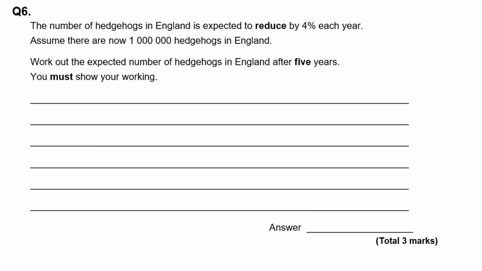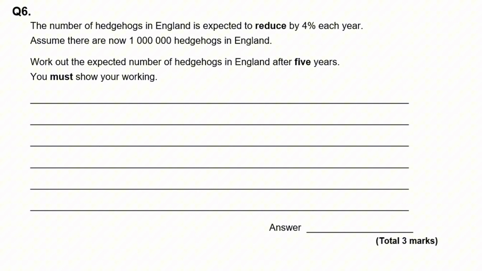Question 6. The number of hedgehogs in England is expected to reduce by 4% each year. Assume there are now 1 million of them. Work out the expected number of hedgehogs in England after 5 years.